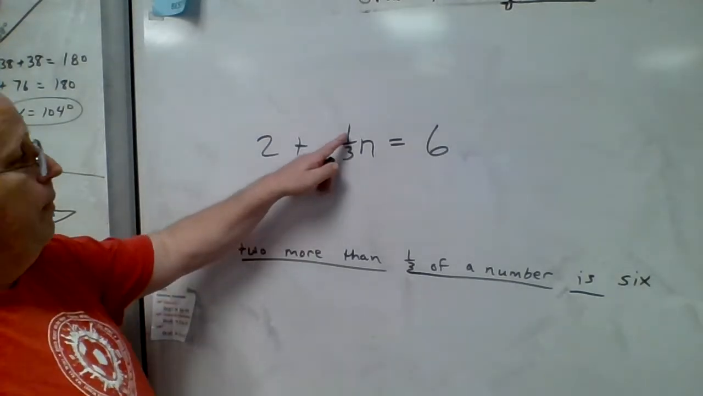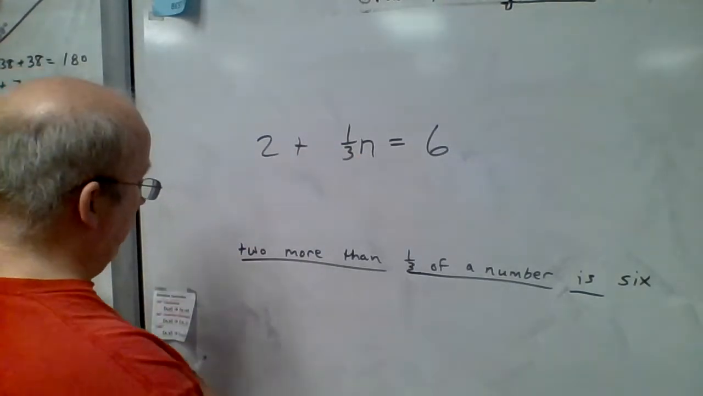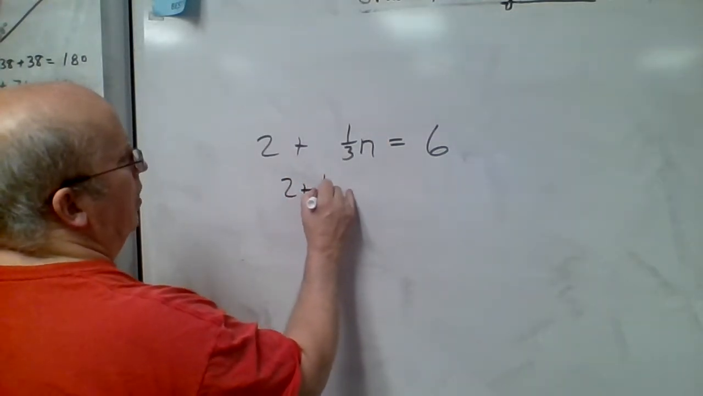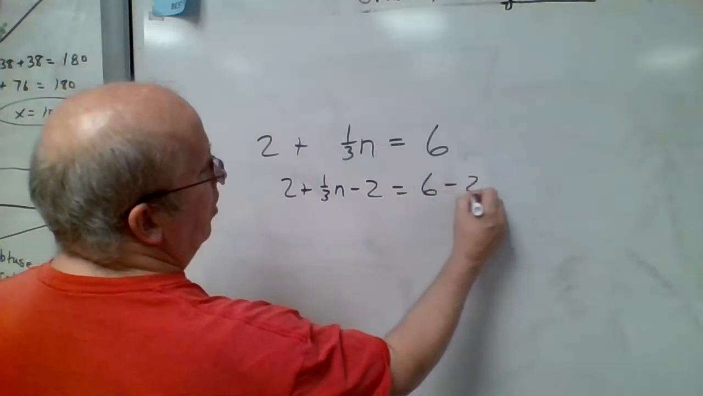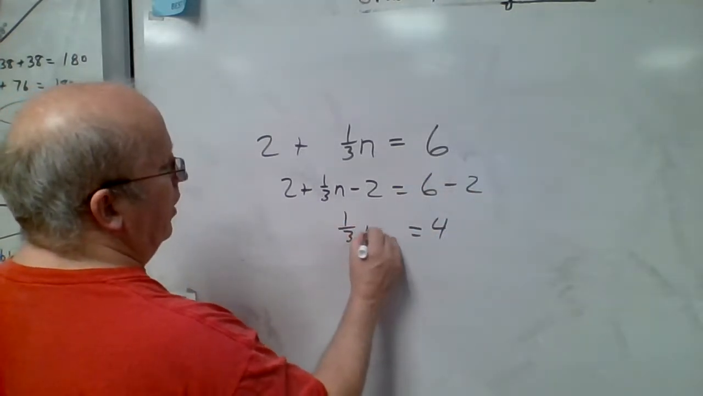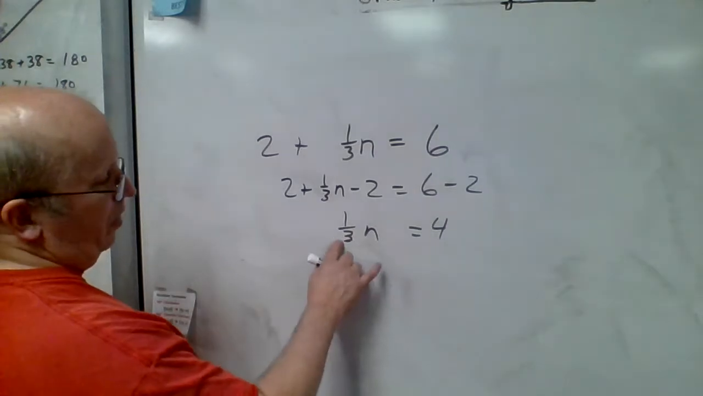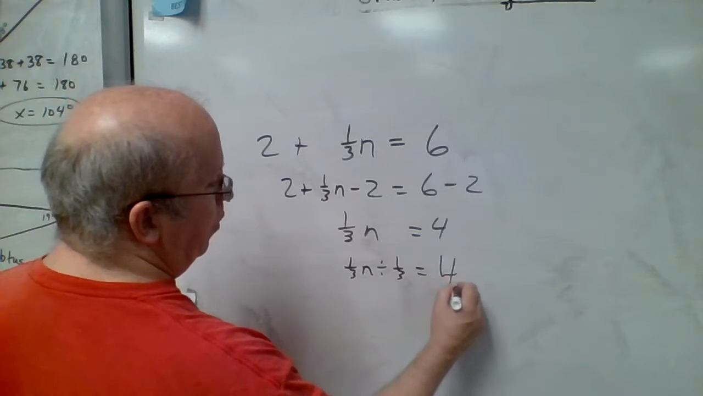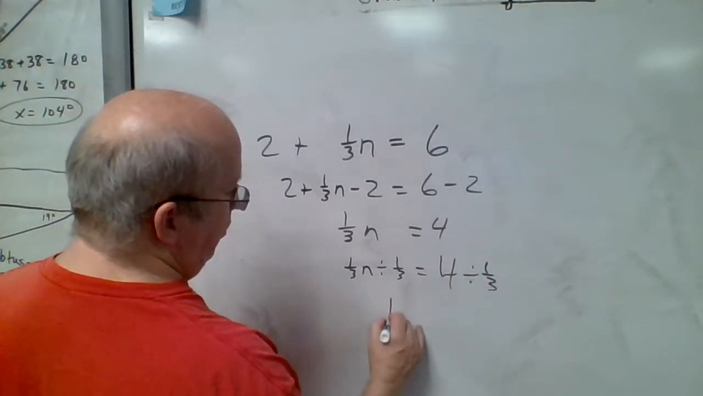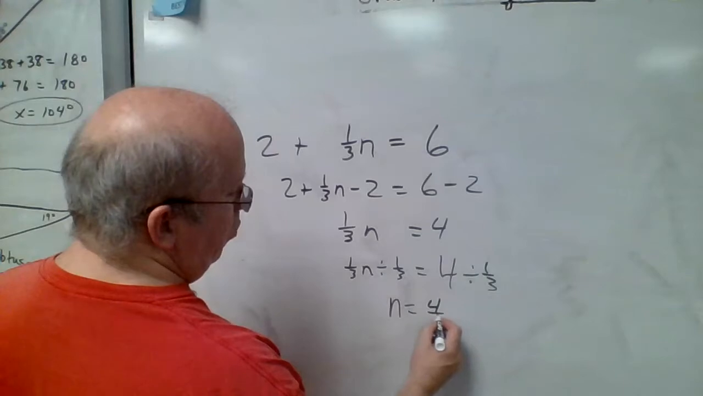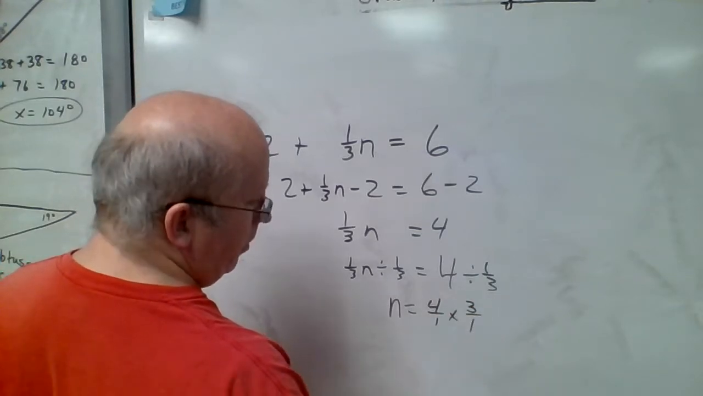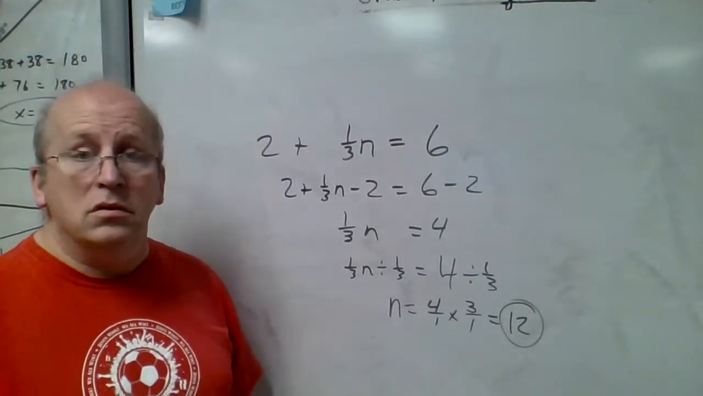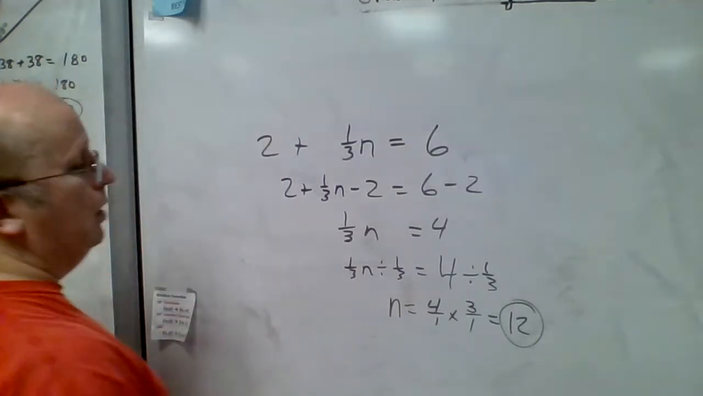N is attached to 1/3 by multiplication. It's attached to the 2 by addition. Which one do we get rid of first? We're going to have to get rid of the 2 first, I think. Let's subtract 2 from both sides. We get 4 equaling 1/3 n. And then, what's the opposite of multiplying by 1/3? We're going to have to divide by 1/3 on both sides of the equation. And that gives us n here. Division is really multiplication by the reciprocal of the second number. Or in other words, our n value is 12. Okay? Any questions about that one?